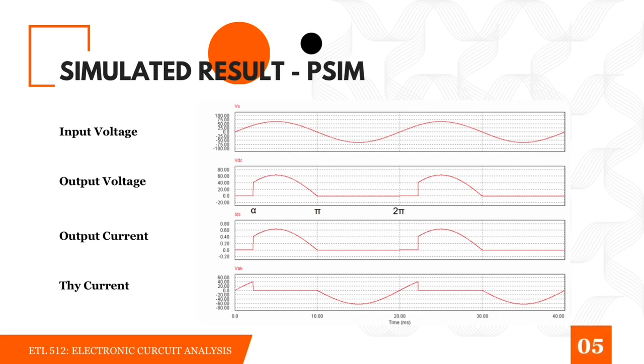The input voltage is sinusoidal. The output voltage and current waveforms depend on when we trigger the SCR within the positive half cycle. The thyristor current follows the load current during conduction. This PSIM simulation shows the relationship between all these parameters in time.